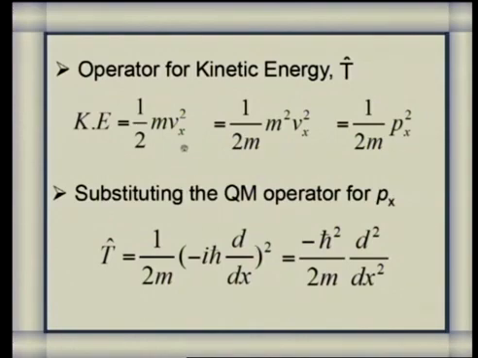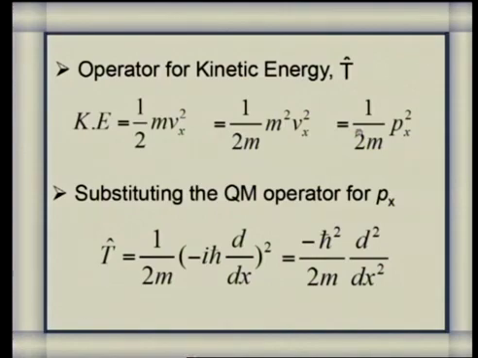Now as regards the operator for kinetic energy, we know that the classical expression for kinetic energy is half of mv square, and since we are talking about the motion of a particle along the x dimension, we put a qualifier there, that is half m vx square. I can simplify this by multiplying and dividing by m, to get 1 by 2m, m square vx square, and this mvx can be replaced by momentum, that is px. So this is the classical expression for kinetic energy.